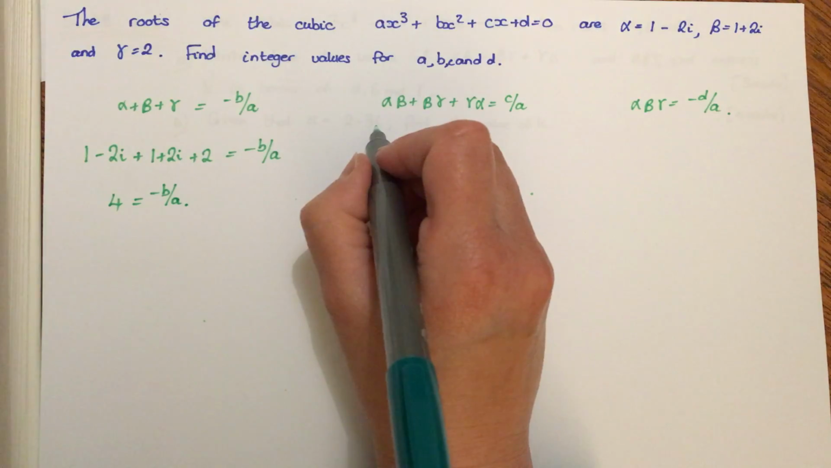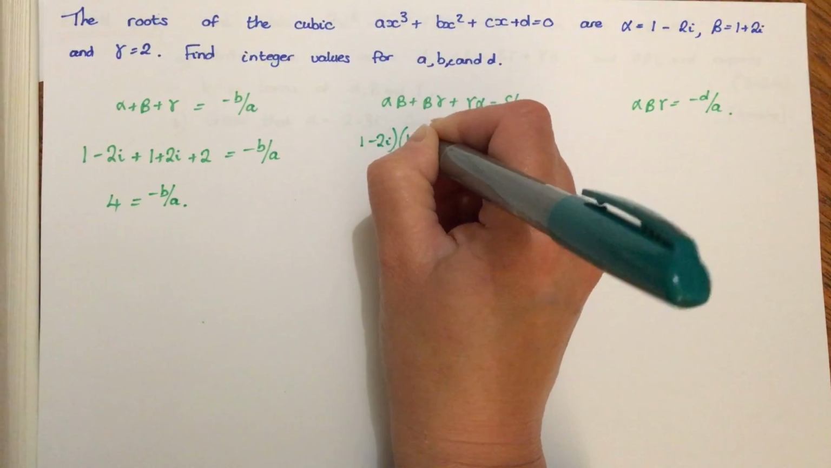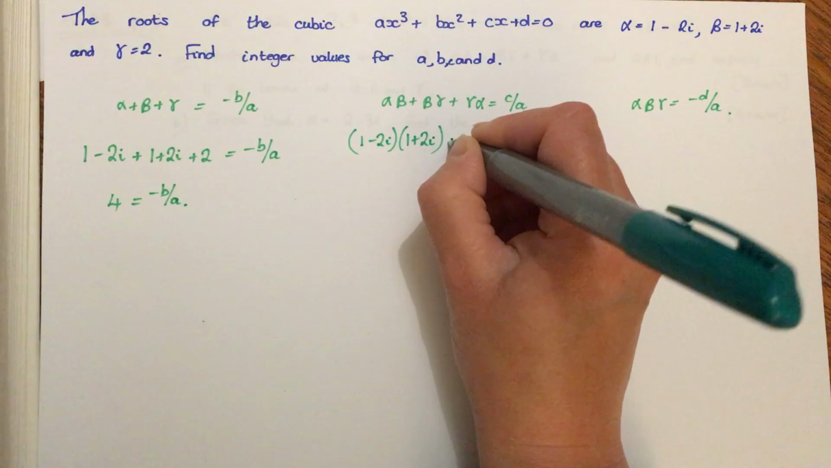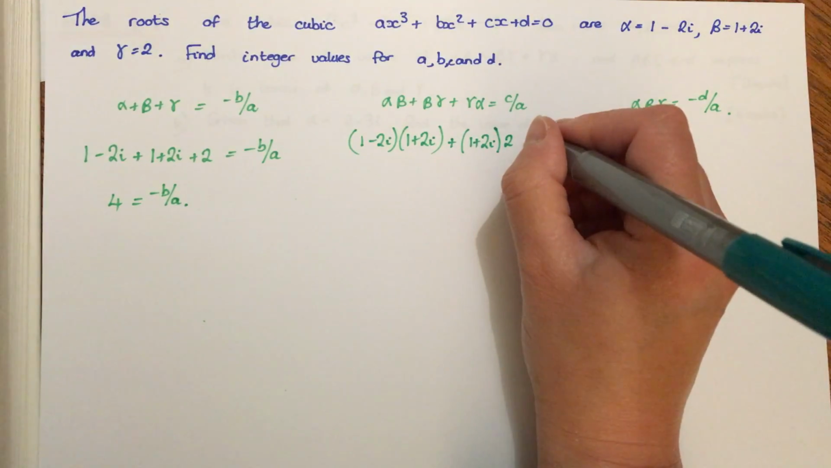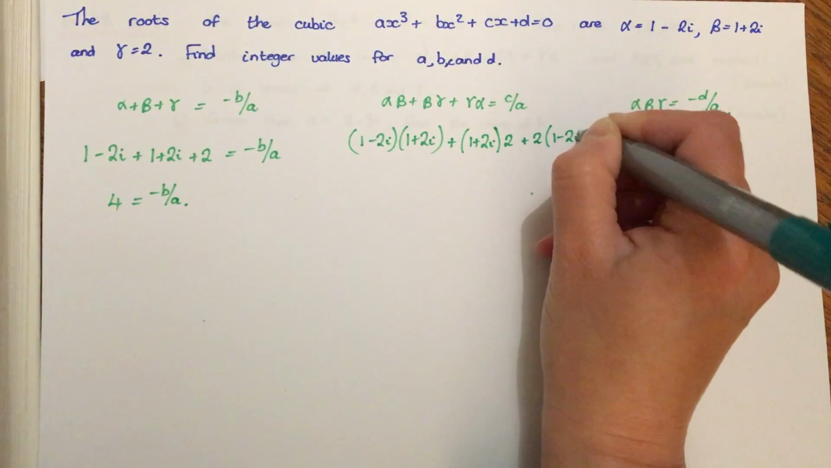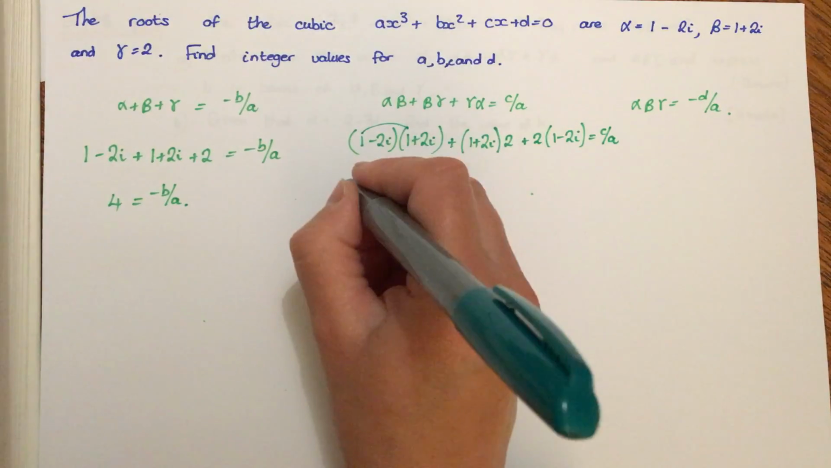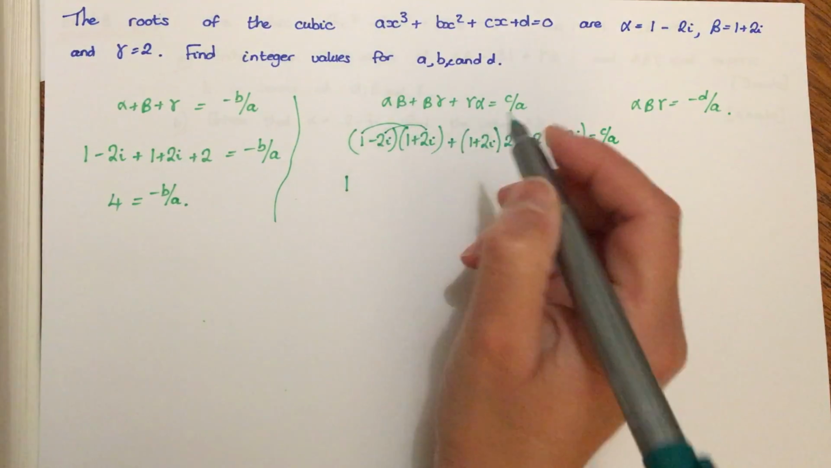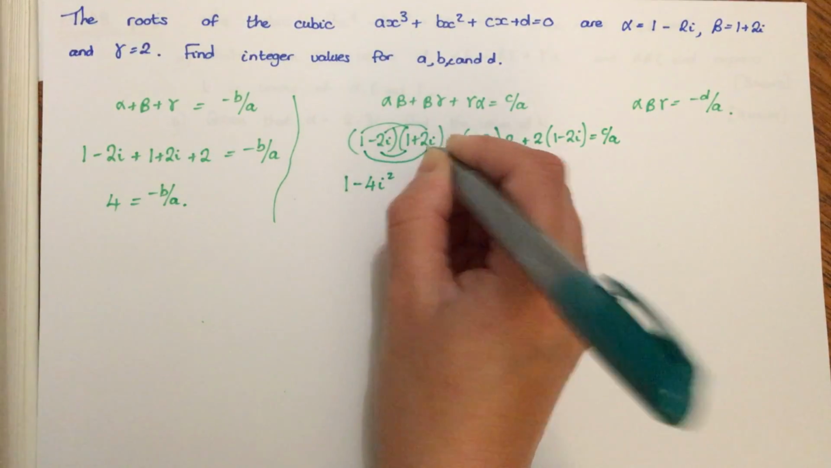This is going to be a bit messier. So alpha beta is 1 minus 2i times 1 plus 2i. Beta gamma is 1 plus 2i times 2. And gamma alpha is 2 times 1 minus 2i. And that's c over a. So here I've got 1. I'm going to put a line down here. Minus 4i squared, minus 2i plus 2i.